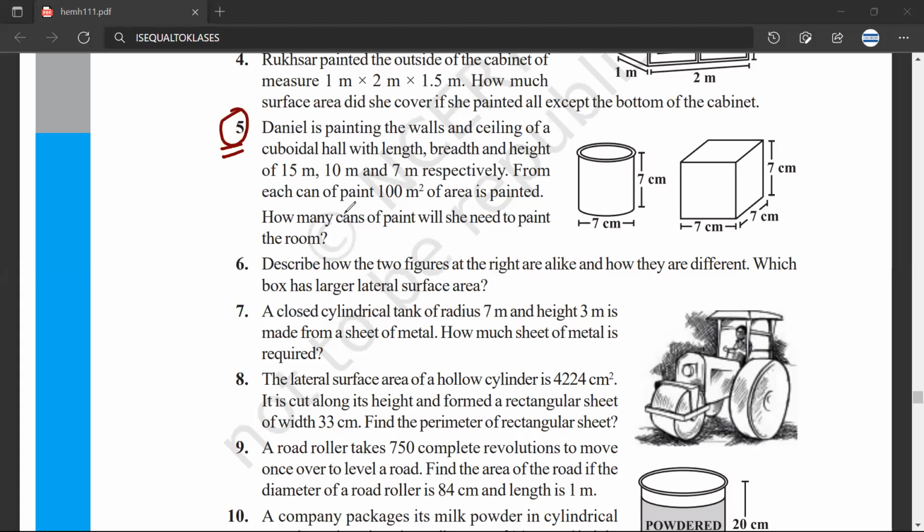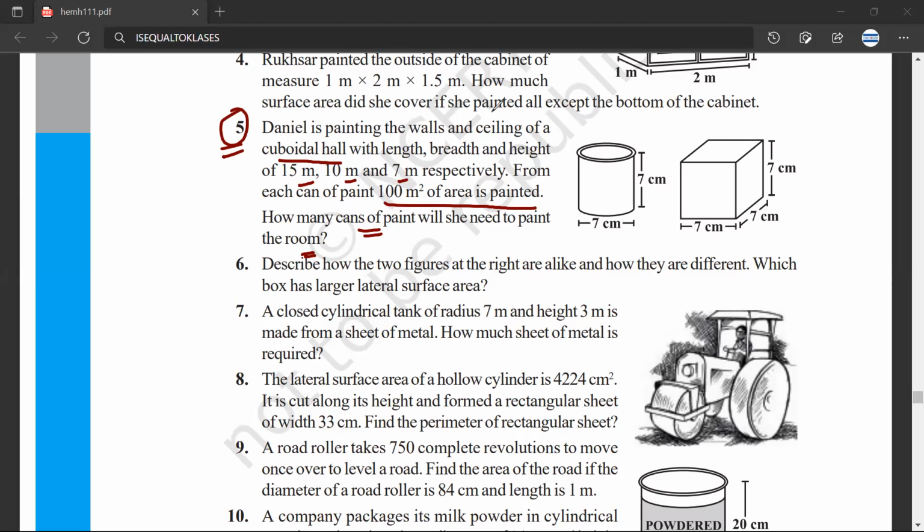So Mr. Sarthak, question number 5. Daniel is painting the walls and ceiling of a cuboidal hall with length, breadth, height as mentioned here. From each can of paint, 100 meter square of area is painted. How many cans of paint will she need to paint the room? Mr. Sarthak, have you done this? Yes, sir. Okay, how should I do it?